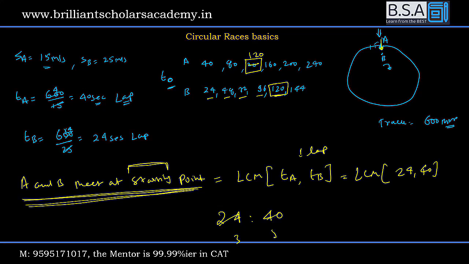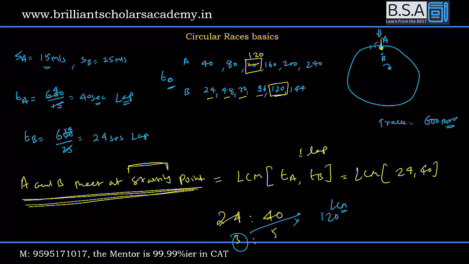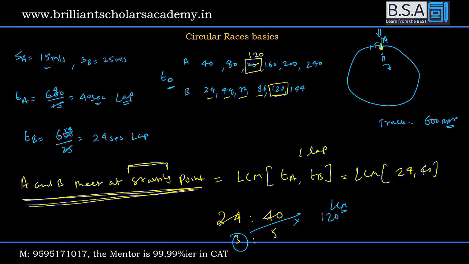This is 8 into 5. Now cross multiply. Any one value. Take this value and cross multiply. 3 into 40, 120. That is the LCM. This is called ratio method of finding LCM. You will not easily find this method in books. But लिखो इसको, सीखो. So in 120 seconds, you will see them at the starting point. Always, in all such questions, you want them at the starting point, take the LCM.